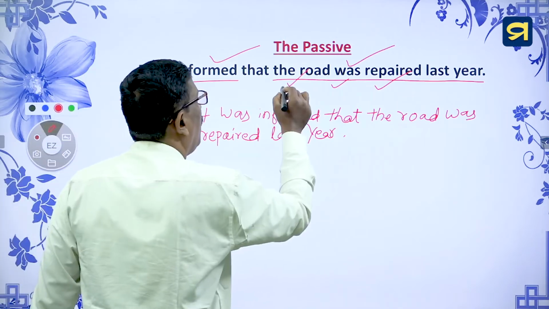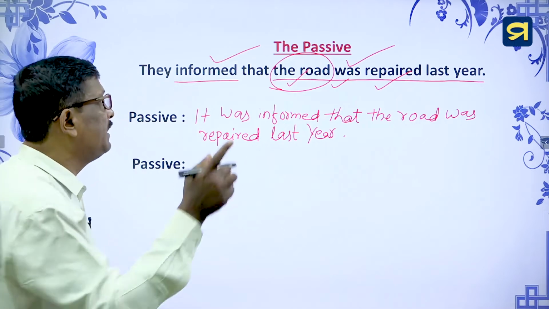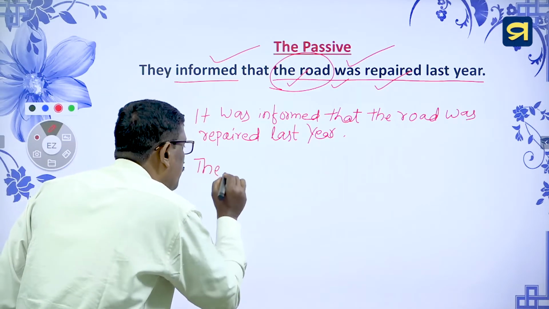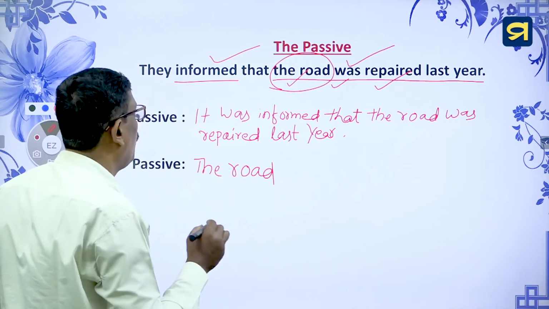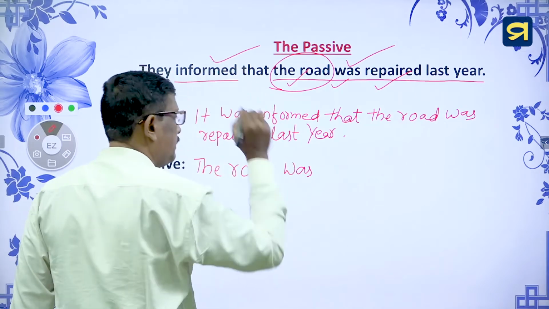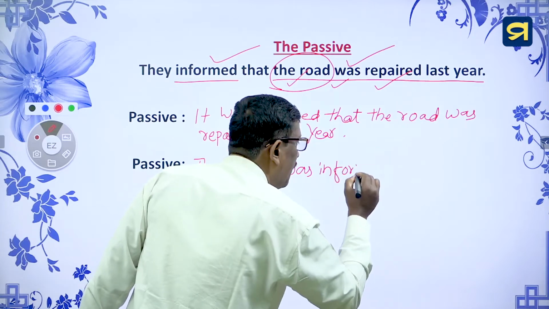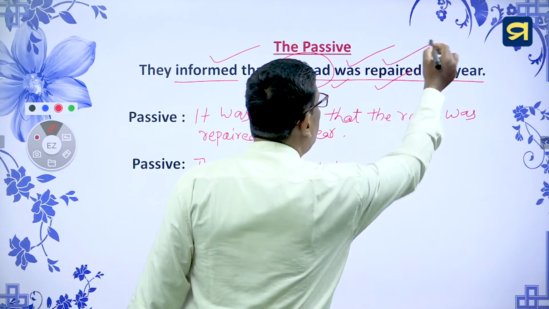Okay. Now we will use the road in the beginning of the sentence as it is the subject of the that clause. The road, followed by was, as it is in the simple past tense. Then informed. The road was informed as it is in the passive voice.